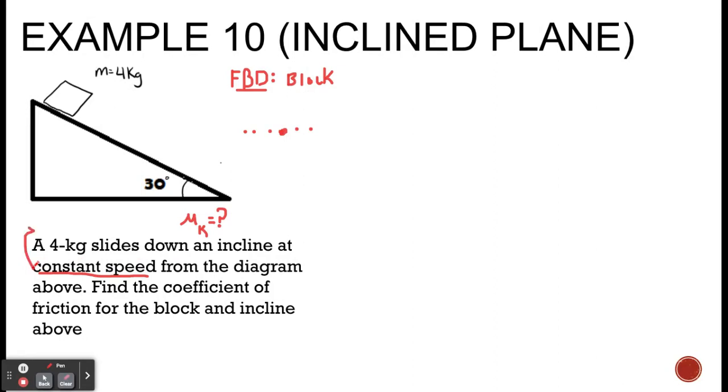But constant speed tells us that there is no acceleration. The direction of the object isn't changing. It's moving down the incline, and the speed is the same. So that means that there is no acceleration. Okay, what forces are acting on our block?